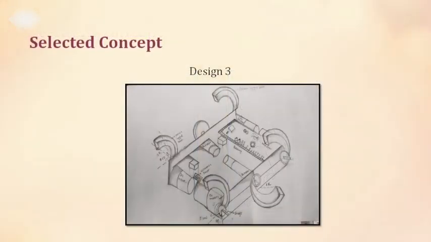So the selected concept is design 3. Here C-shaped legs are beneficial for the locomotion. Based on the semi-automation, battery-powered operation, an indicator to signify presence of obstacle, and resemblance to a reptile, we opt for this design.